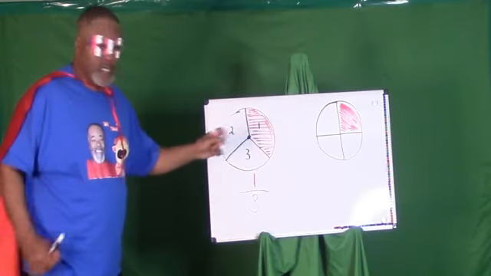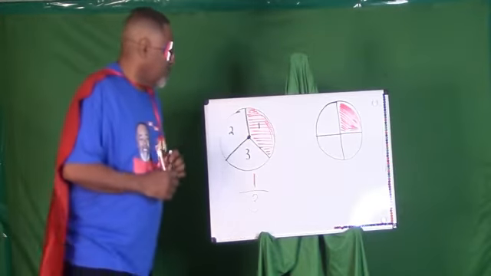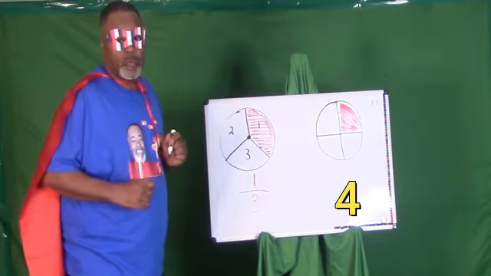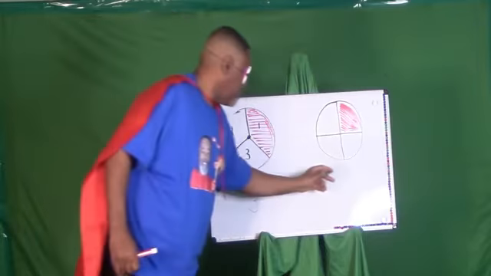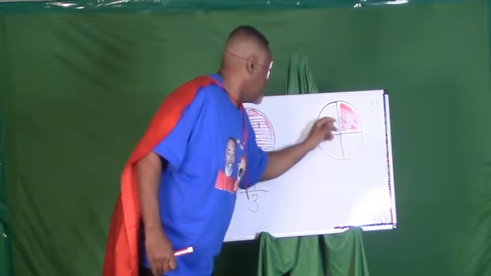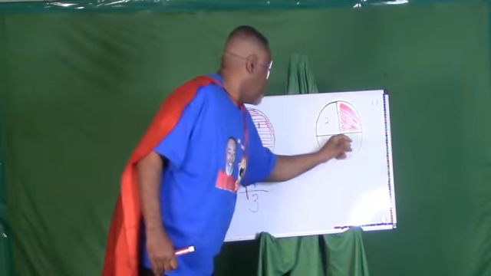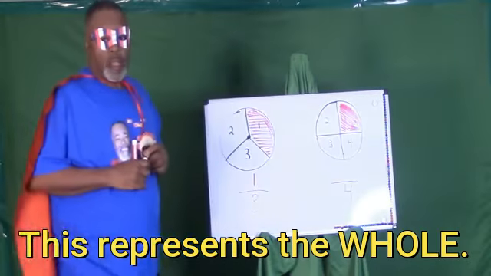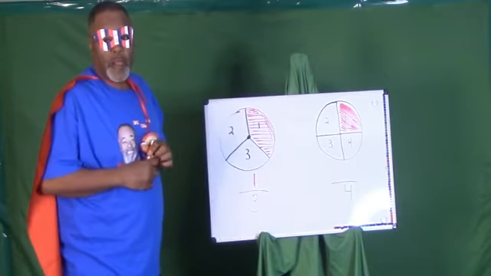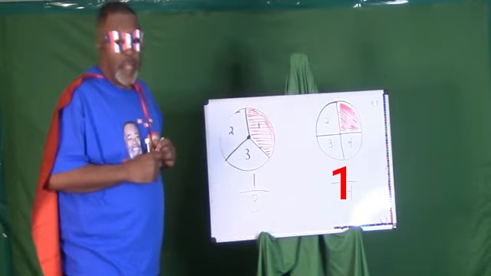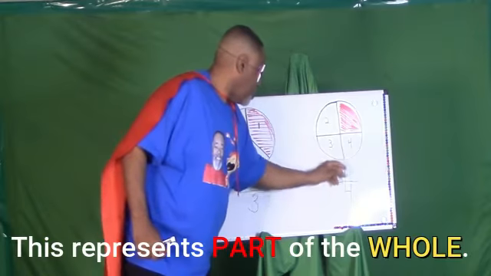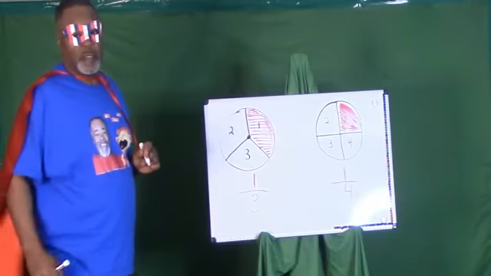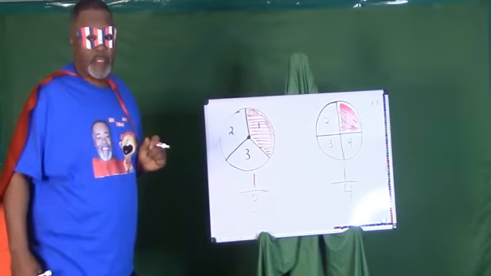Very good. Now let's look at this next example. How many equal parts is this circle cut into? That's right, 4. 1, 2, 3, 4. So that is our denominator. And how many are shaded? That's right, 1. So this fraction is 1/4.